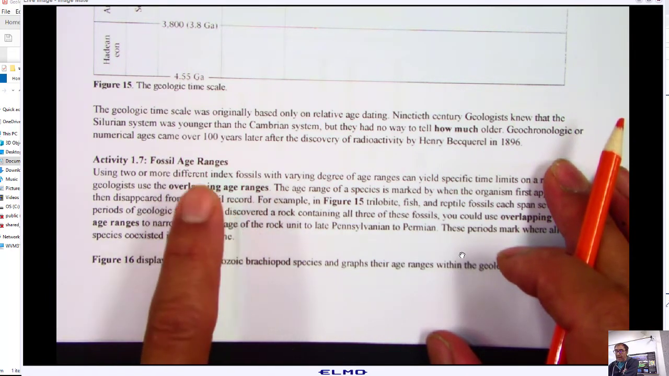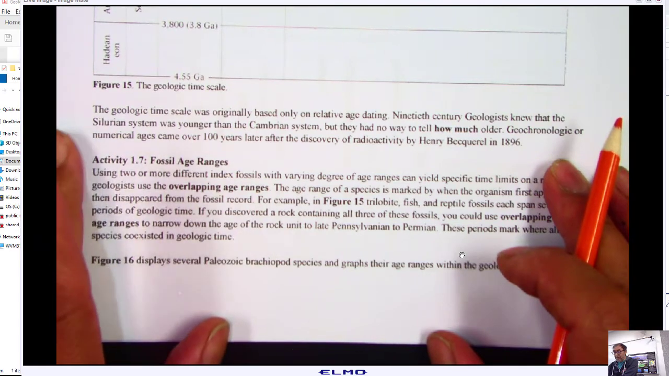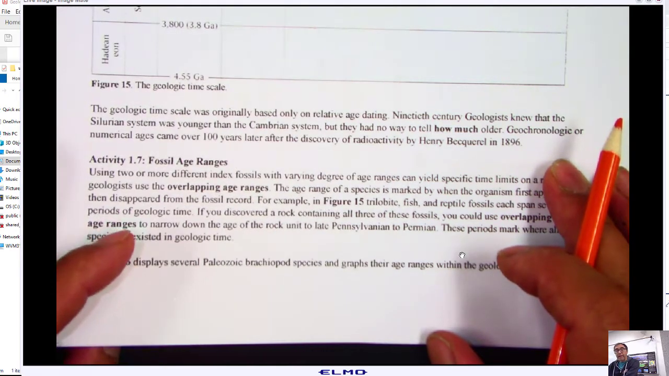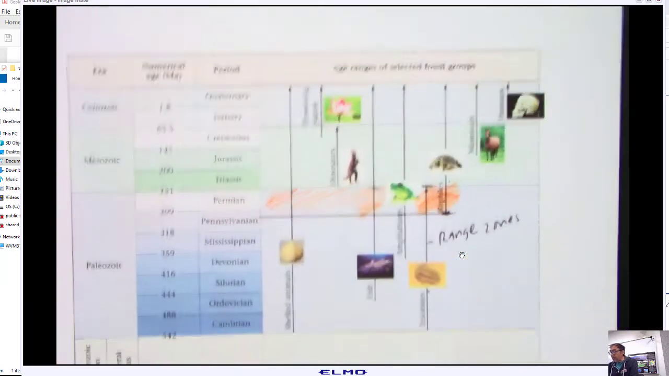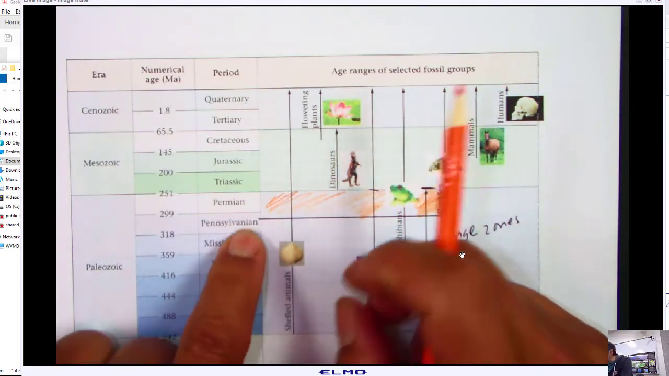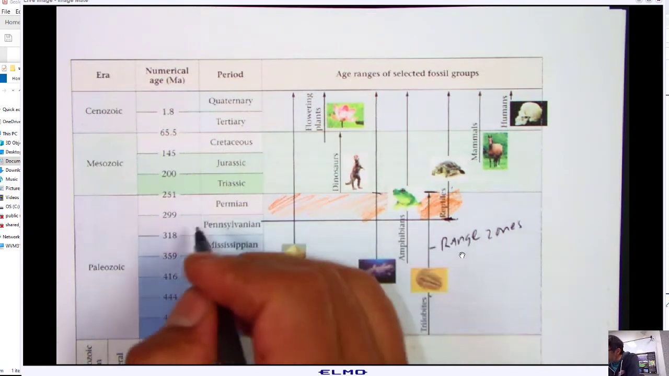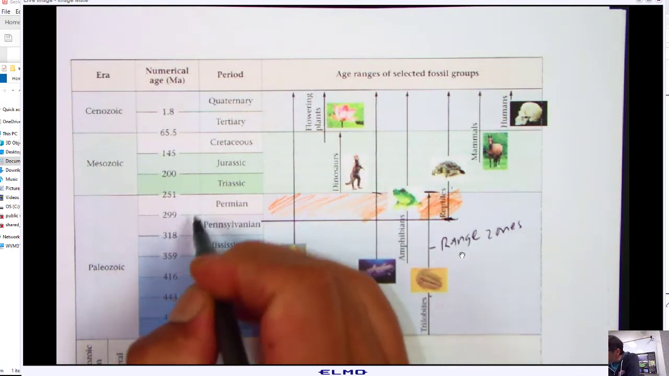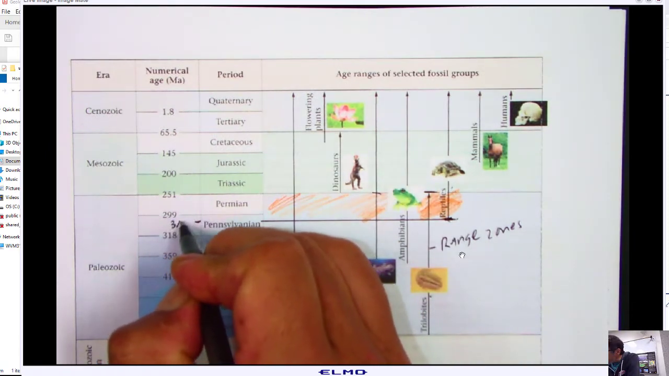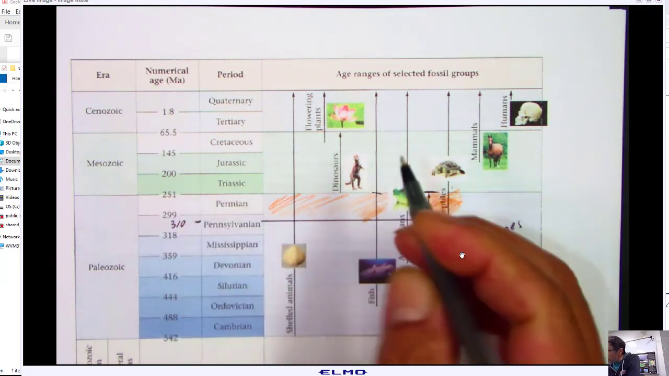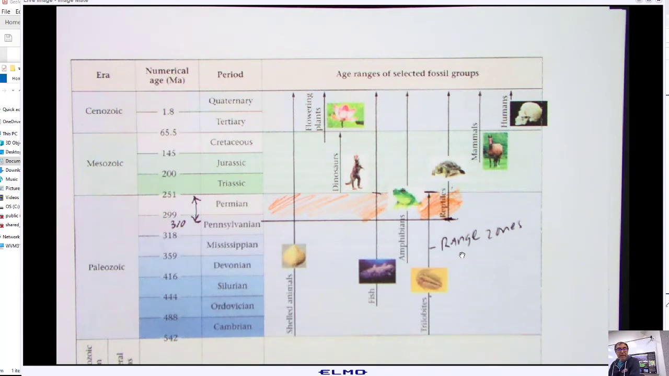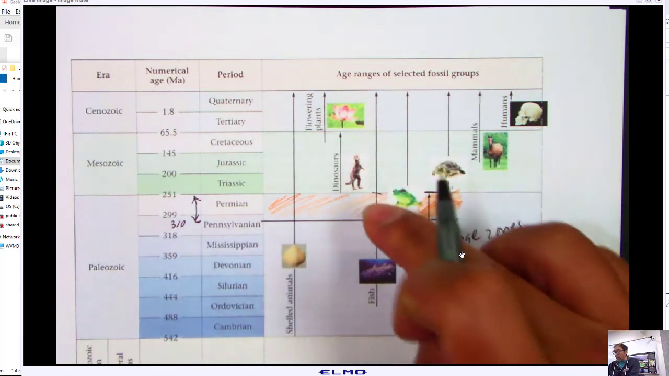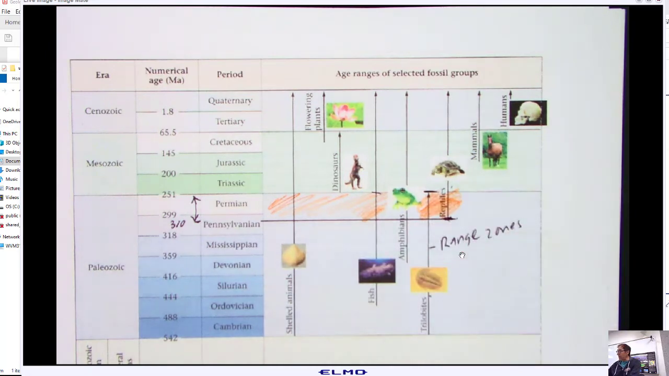And on the exam, I have several questions that deal with overlapping age ranges, and you can narrow down the ages. So in this case, we're saying it's Pennsylvanian Permian, but maybe it's going 310 to 251. So you can actually narrow this down with numerical ages as well, right? 310 to 251. That would be the age of that rock with those three fossils in it.